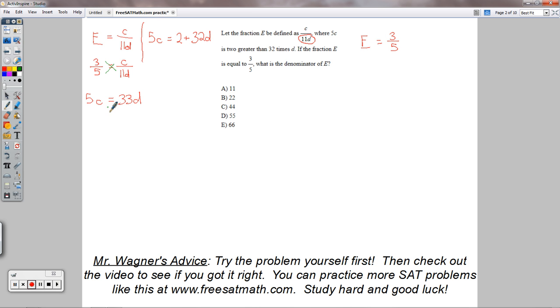So I could solve for D, I could divide by 33, or I could solve for C, I could divide by 5, but I noticed that I have a 5C right here and a 5C right here. Since 5C equals 33D, I can just replace 5C up here with what it equals, with 33D. So now I have 33D equals 2 plus 32D. From there I could subtract 32D from both sides, and voila, I'm left with just D equals 2.